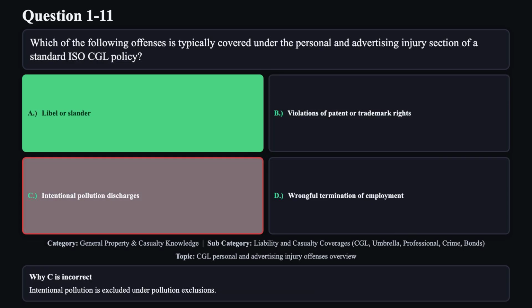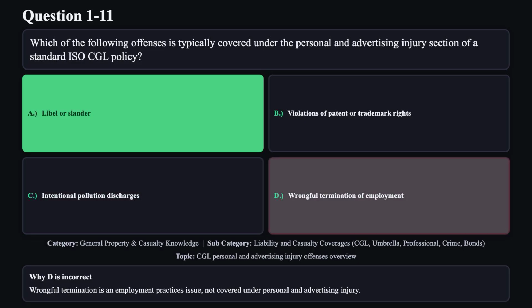Reason C is not correct. Intentional pollution is excluded under pollution exclusions. Reason D is not correct. Wrongful termination is an employment practices issue, not covered under personal and advertising injury.